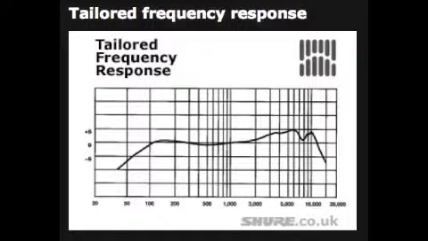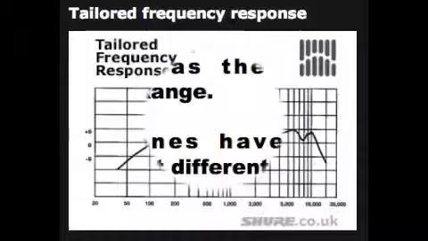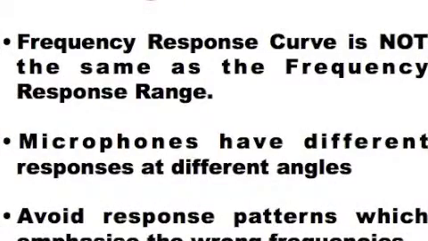A tailored response is usually designed to enhance a sound source in particular applications. For instance, a microphone may have a peak in the 2-8 kHz range to increase intelligibility for live vocals.